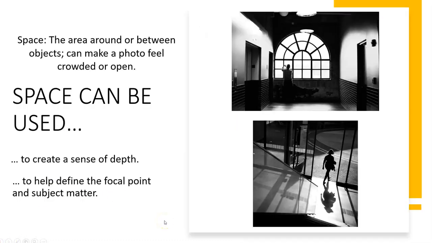Space is the area around or between objects, and it can be used to make a photo feel crowded or open. Both of these are examples of photographs that feel pretty open because we have a person who is really just a small portion of the picture, but they have lots of space around them. So space can be used to create a sense of depth, like how far away or how close something is, but it can also be used to define the focal point of the picture. Please make sure that you have copied what you see here on the screen, and then you can move on.